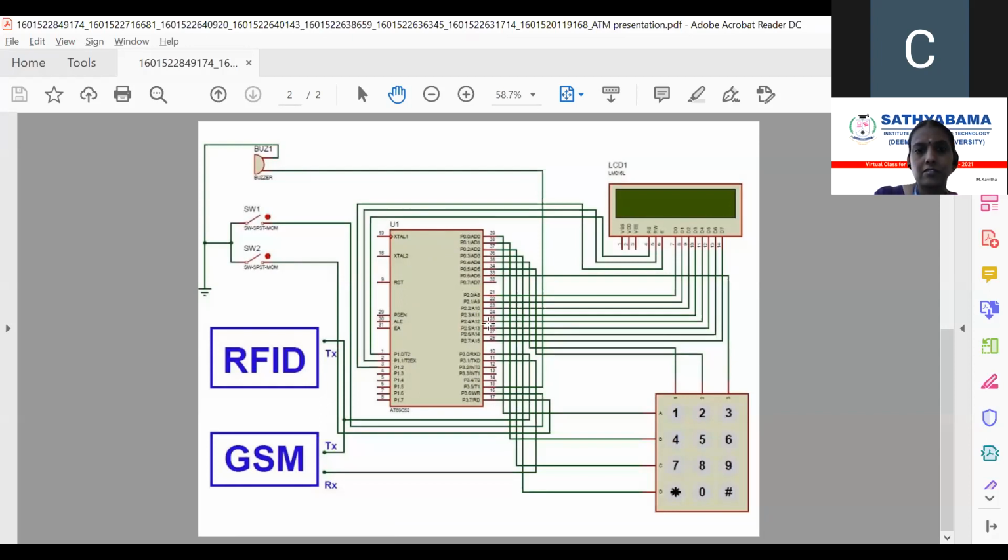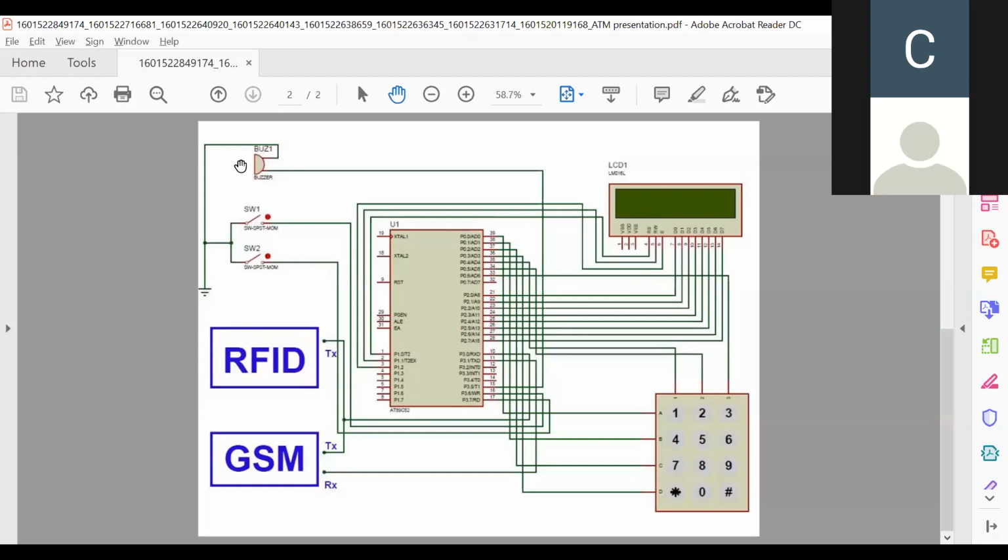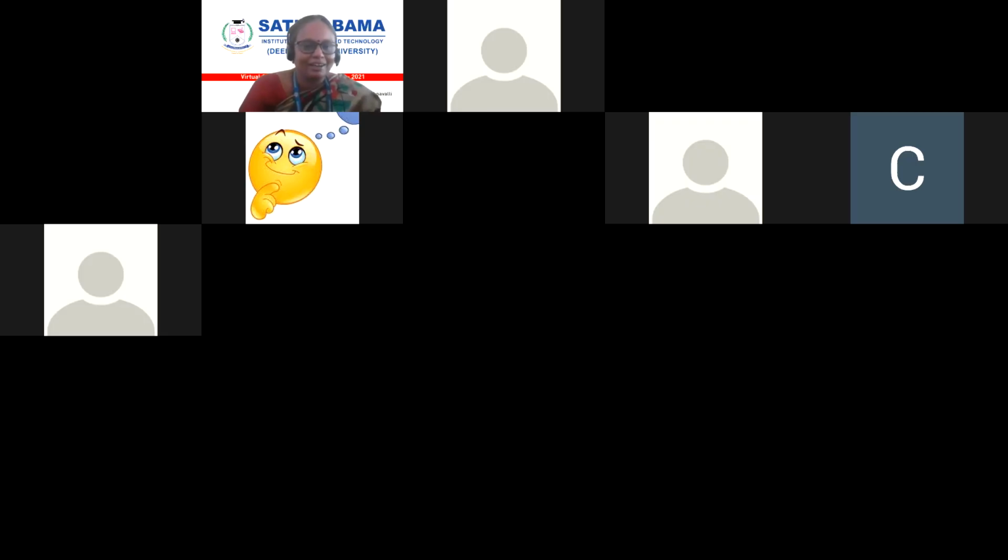So you can see port 2 is connected here with the LCD, and for transmission and reception, the RFID and GSM modules are connected. If any problem is there, the buzzer will automatically turn on. So you people try to give an explanation. Okay, so many thanks to Abhirami and Alagupriya. You have put in a wonderful effort to prepare that.